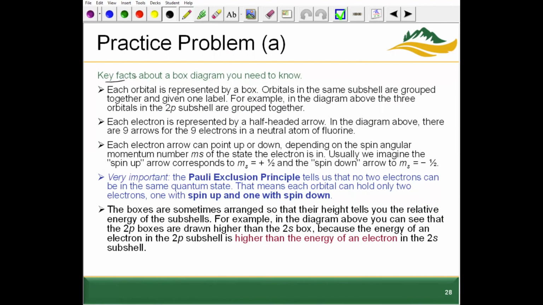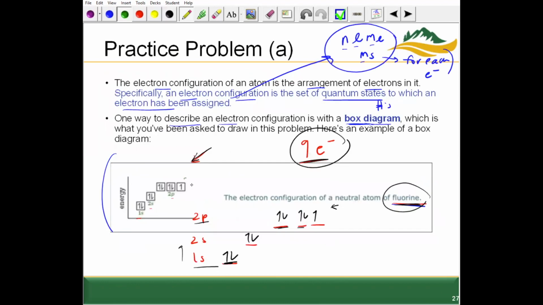Here are some other key facts we've gone through for box diagrams, just to talk through them in more detail. First, each orbital is represented by a box. Orbitals in the same subshell are grouped together and given one label. For example, in that diagram, the 3 orbitals in the 2p subshell are all grouped together.